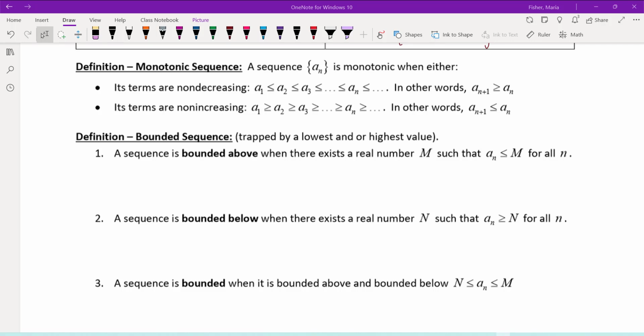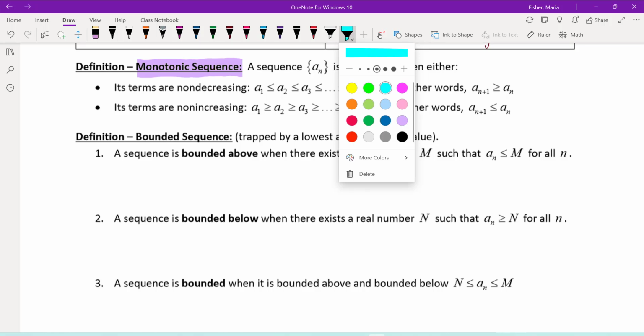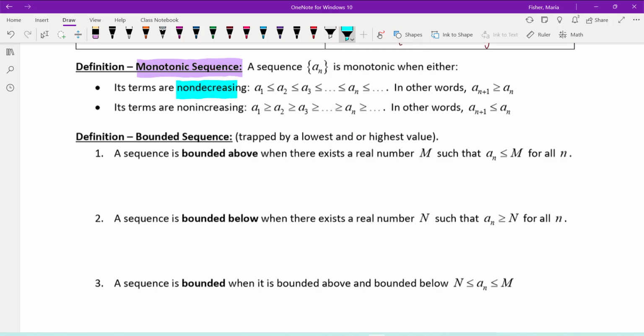The last two things in this section deal with monotonic sequences and bounded sequences. So let's define what that means. A monotonic sequence is going to be a sequence that is non-decreasing. So a sequence that is non-decreasing, which means a sub 1 is less than or equal to a sub 2, which is less than or equal to a sub 3, which is less than or equal to a sub n, meaning a sub n plus 1 is greater than a sub n.